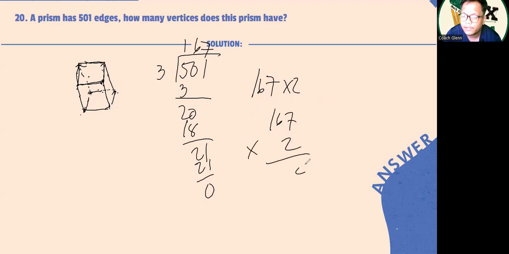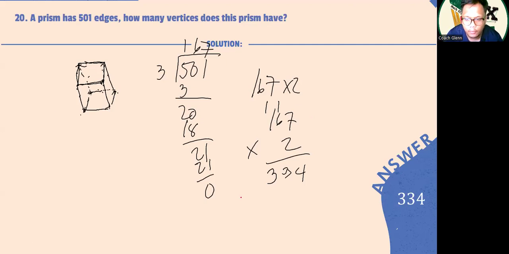So 2 times 7, that's equal to 14. Carry 1. 2 times 6 is 12. 12 plus 1 is 13. Carry 1. 2 times 1 is 2. 2 plus 1 is 3. So that should be a total of 334 vertices. Okay, any questions for this one?